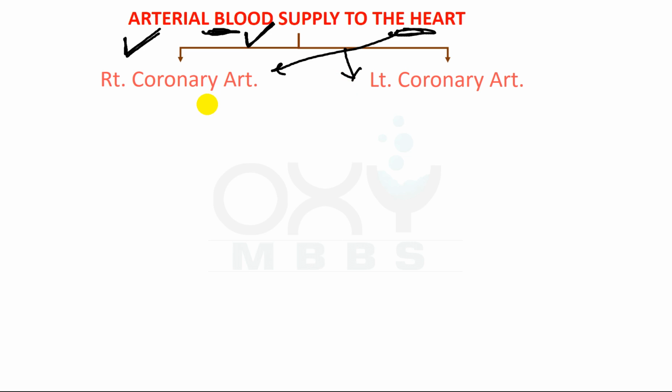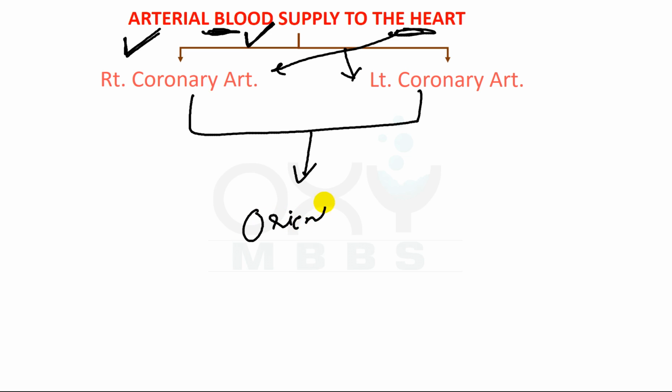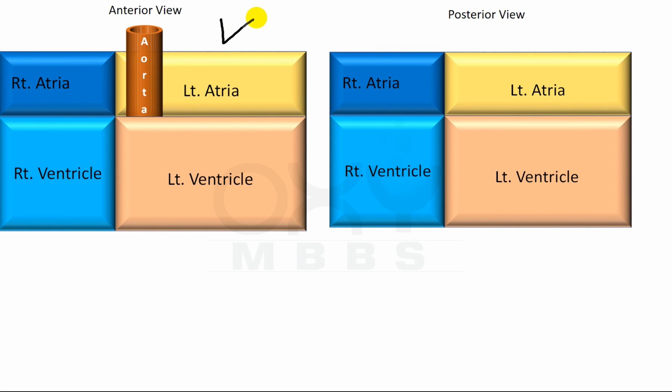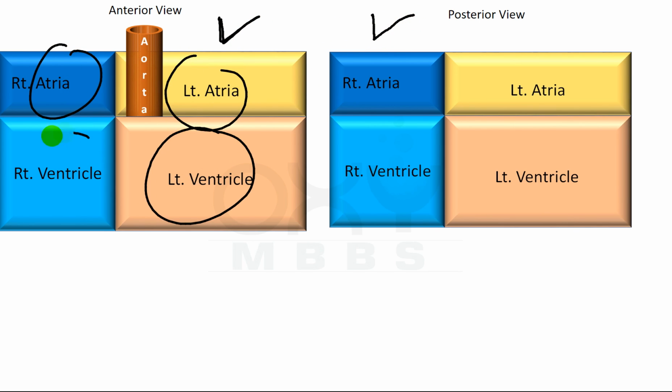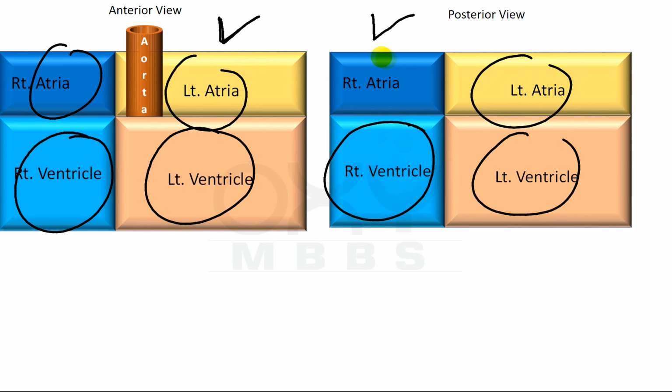But my dear friends, before talking about the arterial blood supply to the heart, first it is very important to have some knowledge about the orientation of our heart. So this one is the anterior view of our heart and this one is the posterior view. These are the four chambers of the heart which I am showing from the anterior side, and these are the four chambers of the heart from the posterior side. This one is our aorta, which is taking origin from the left ventricle.